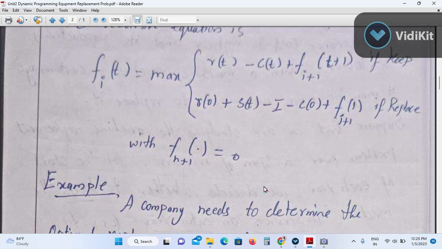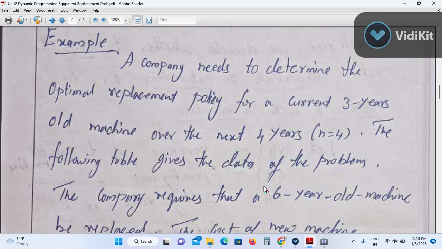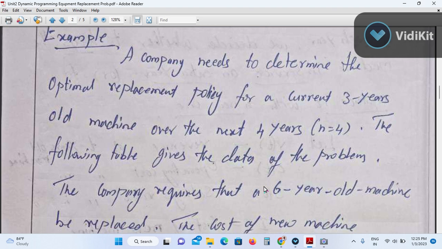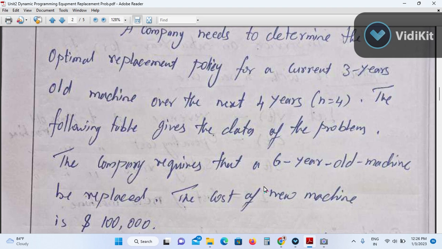So let's think about an example here. A company needs to determine the optimal replacement policy for a current 3 year old machine over the next 4 years. So currently that machine is a 3 year old machine. Maybe at present they bought a 3 year old machine and they are going to start running their business, and they are going to run it for the next 4 years. So that is 3 plus 4. But another condition: the following table gives the data of the problem. The company requires that a 6 year old machine be replaced.